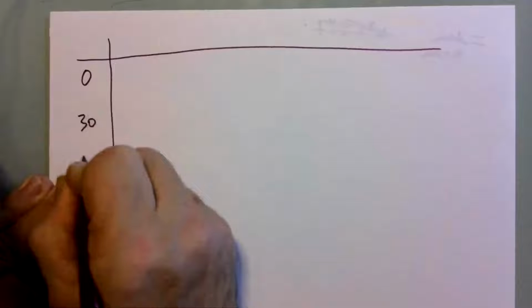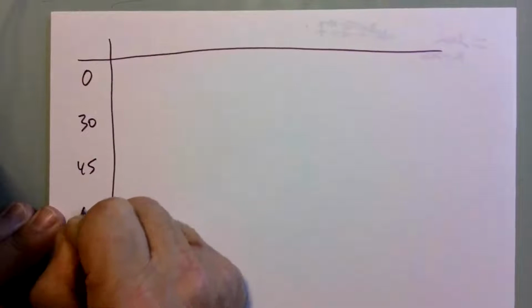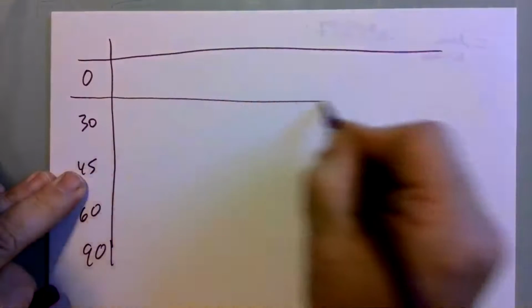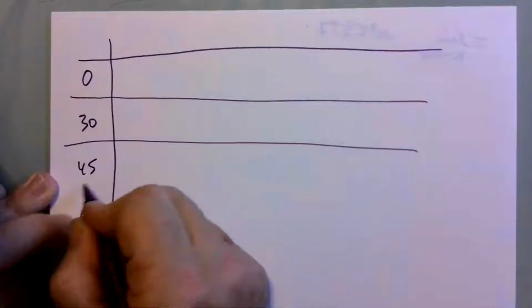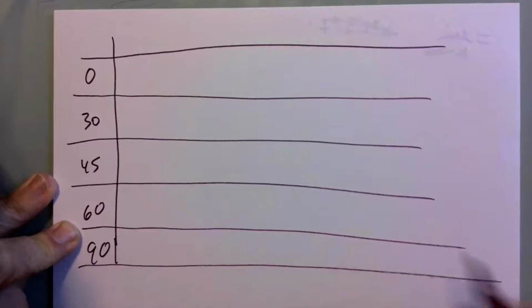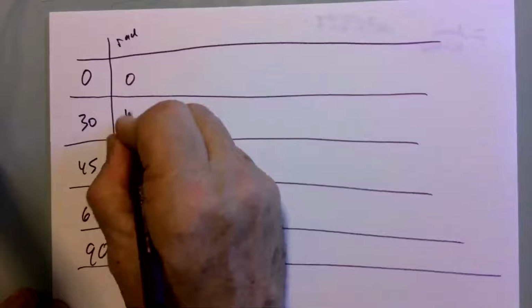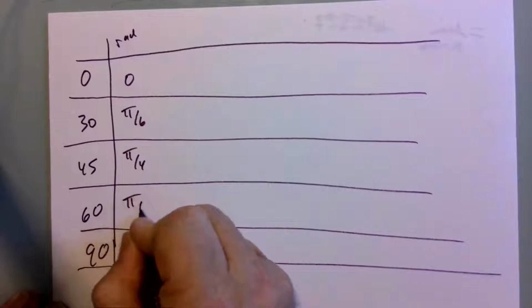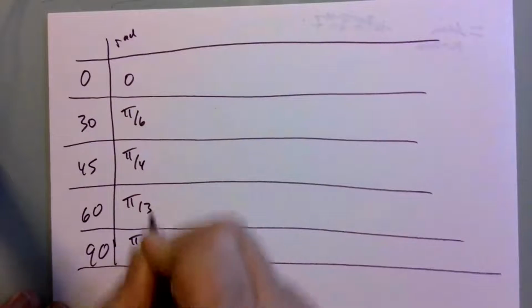Zero, 30, 45, 60, and 90. Just want sine, cosine, and tangent with radians. So next column is radians. So of course 0, pi over 6, pi over 4, pi over 3, pi over 2.